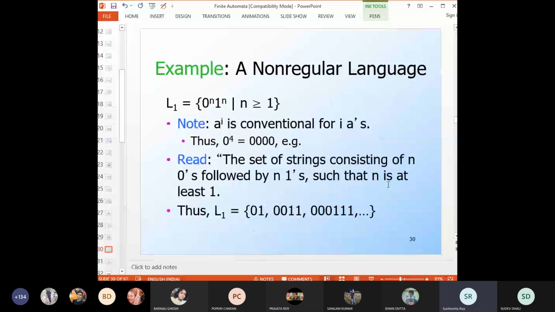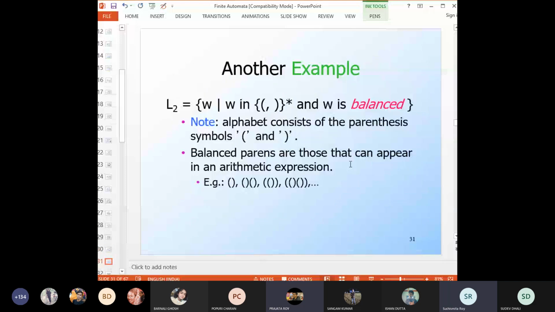Non-regular languages, some examples: 0^n 1^n. A certain number of zeros followed by an equal number of ones. You cannot keep a count. Then the set of strings, again, this is exactly the same one. So this is a non-regular language. Another example is, again, these are some of the typical examples which you cannot express as a regular language.